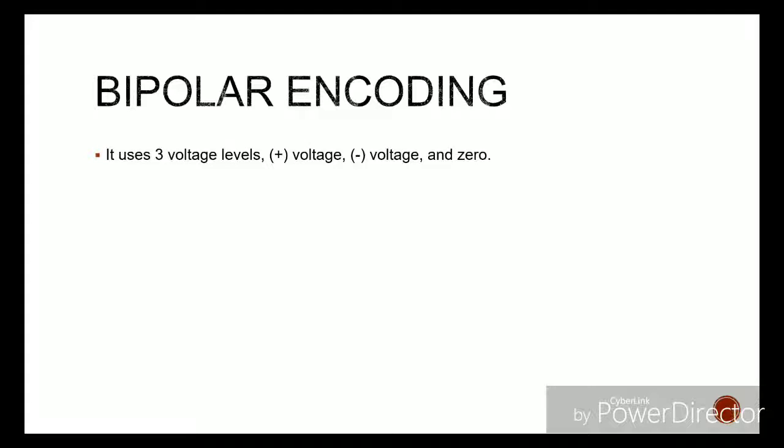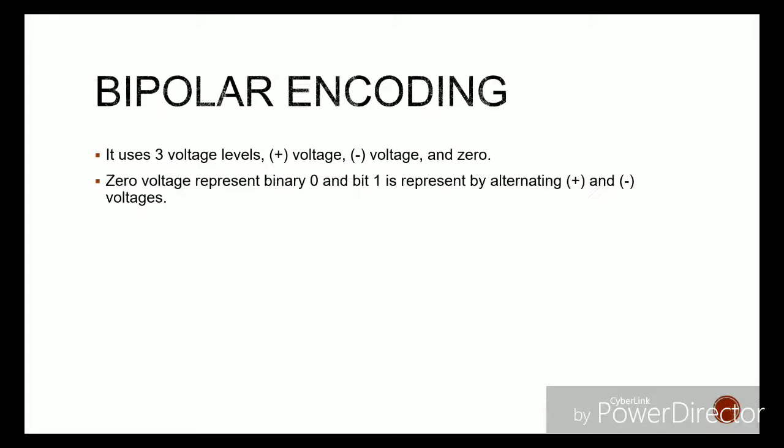Bipolar encoding. It uses three voltage levels: positive voltage, negative voltage, and zero. Zero voltage represents binary zero, and bit 1 is represented by alternating positive and negative voltages.